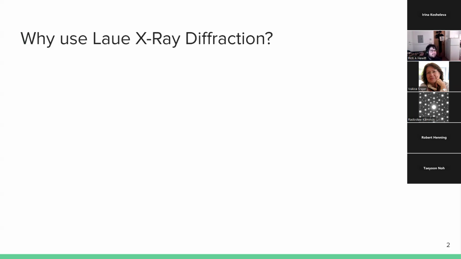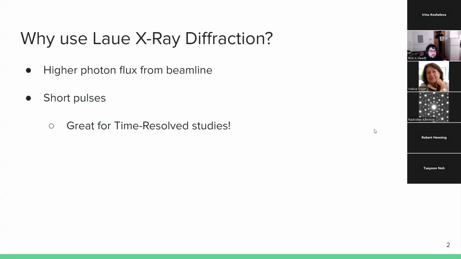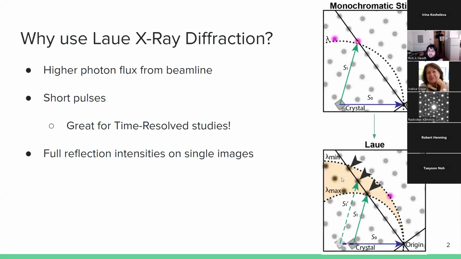Many of you are probably familiar with this, given we're at a biocar seminar, but the advantages of Laue X-ray diffraction include high photon fluxes and short pulses, especially if you're at XFELs, which are great for time-resolved studies. And probably one of the biggest benefits, in my mind, is that you get full reflection intensities on a single image. Encapsulated within the Ewald spheres here, for the different wavelengths, you get a full reflection as opposed to a slice of a reflection that you get in monochromatic stills. So for anything except these very low resolution spots, the partiality problem that is common in crystallography is basically completely eliminated by getting full reflections on single images.